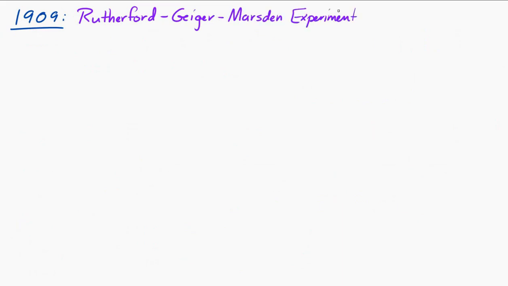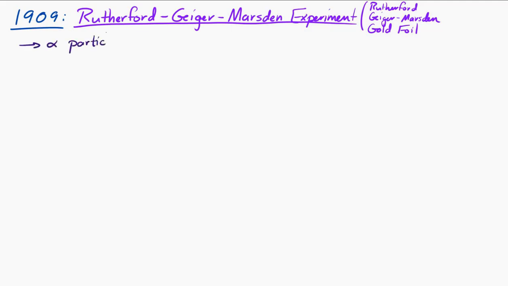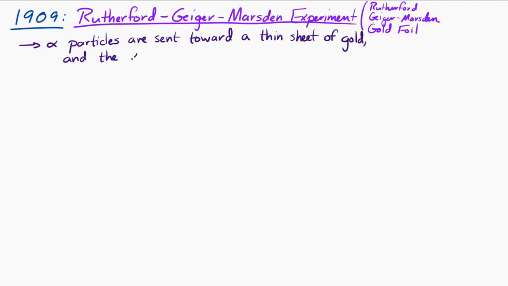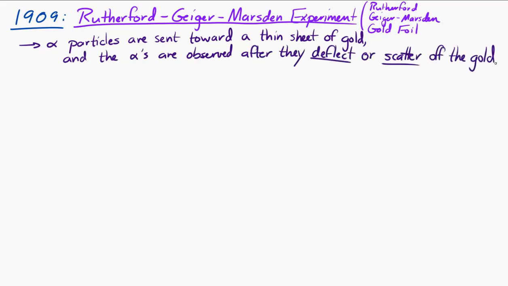Around 1909, there was a famous experiment that was done, and it goes by many names. Sometimes it's called the Rutherford-Geiger-Marsden Experiment. Sometimes it's just called the Rutherford Experiment. Sometimes it's called the Geiger-Marsden Experiment. And sometimes it's called the Gold Foil Experiment. No matter what you call it, what they did was they sent alpha particles flying in at a thin sheet of gold, and they observed what the alpha particles did, how they were deflected, or scattered is the term that's used, by the gold foil.